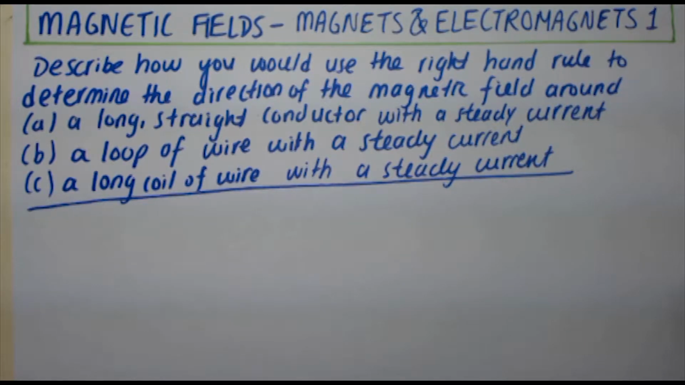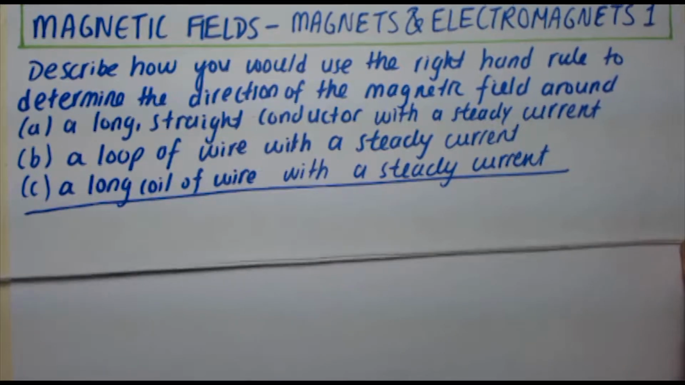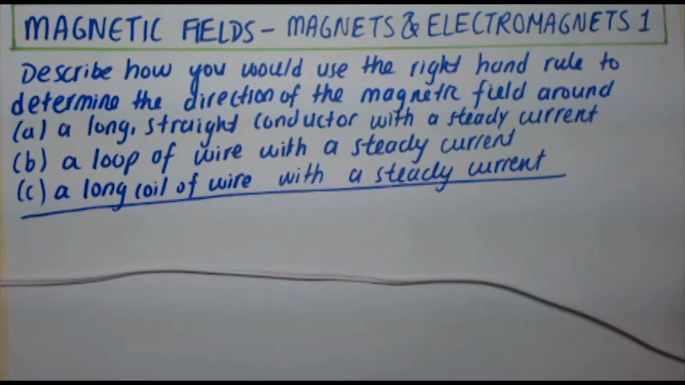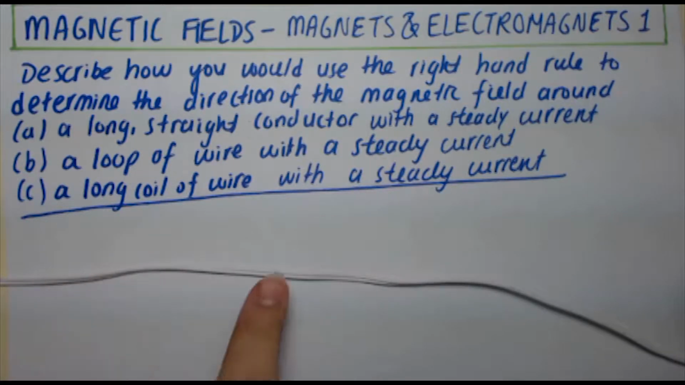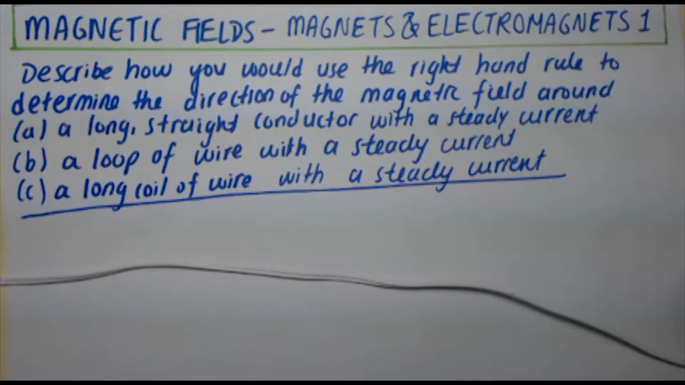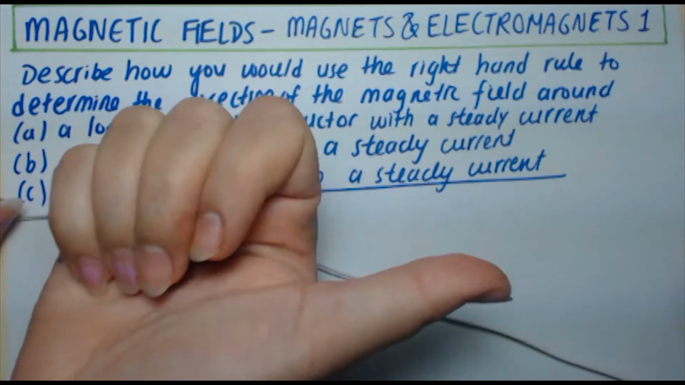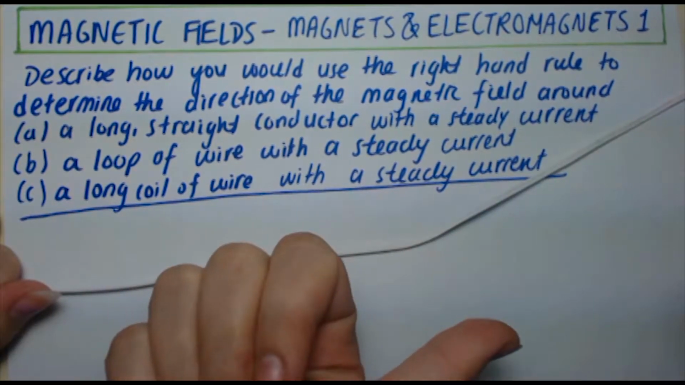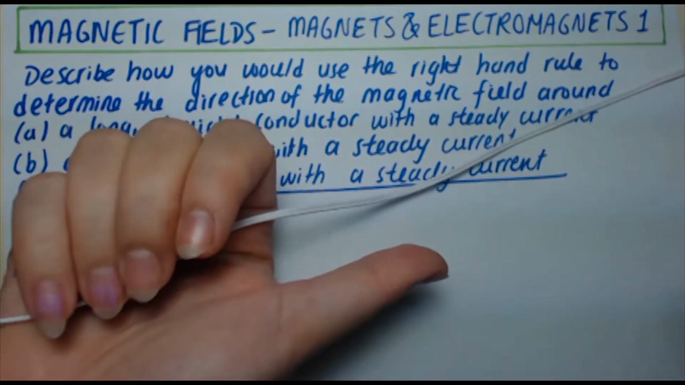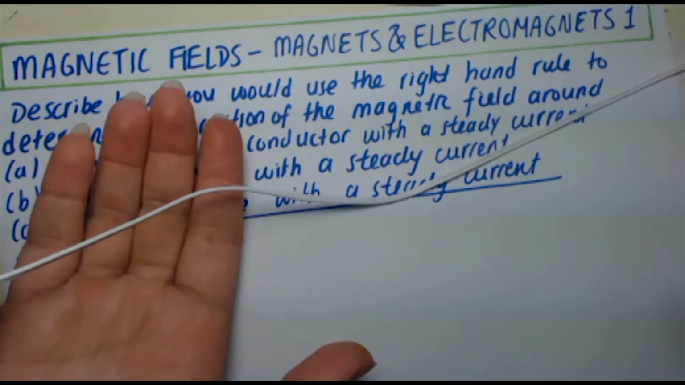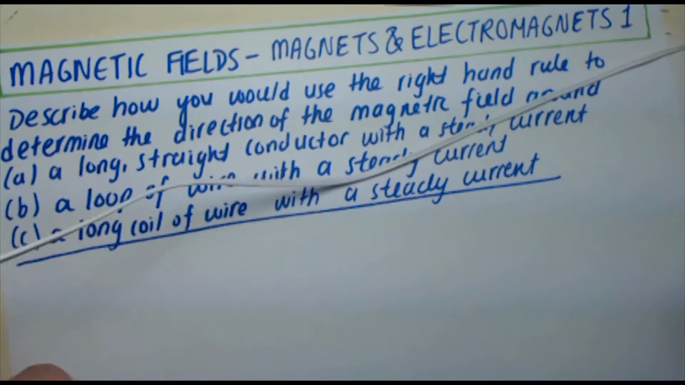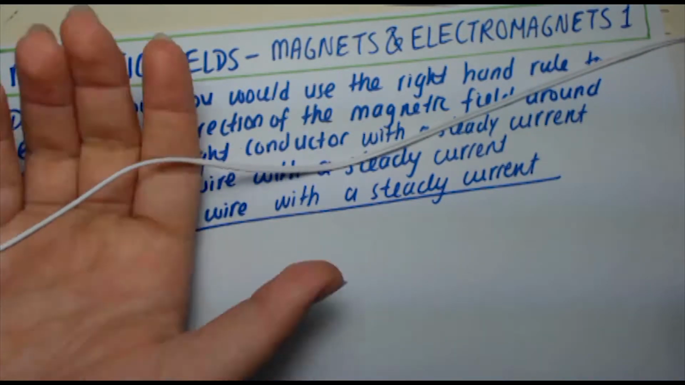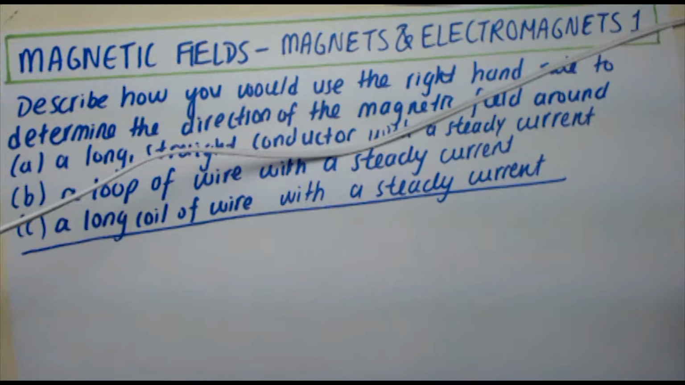So what I've done here is grabbed my headphone wire. For all intents and purposes, let this be the straight conductor. Now assume that the current is going in this direction. For the right hand rule, I take my right hand and my thumb points in the direction of the current. My fingers are supposed to curl in the direction of the magnetic field. So notice they're going under and over towards me. Thumb points in the direction of the current and fingers curl in the direction of the magnetic field.